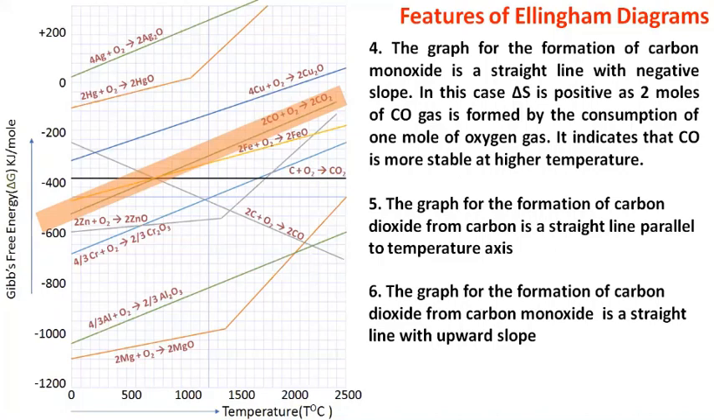That is, moles of products is 2 and moles of reactants is 3. 2 minus 3 is equal to minus 1. That means delta S value is negative. As the temperature is increasing, automatically you can see that the delta G value goes on increasing, same as metal oxides. So that is why this is showing an upward slope. You can clearly see an upward slope of formation of carbon dioxide from carbon monoxide.